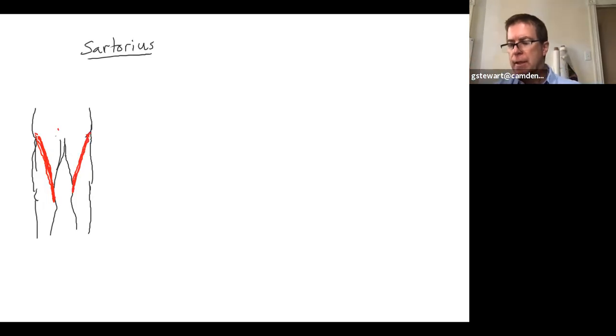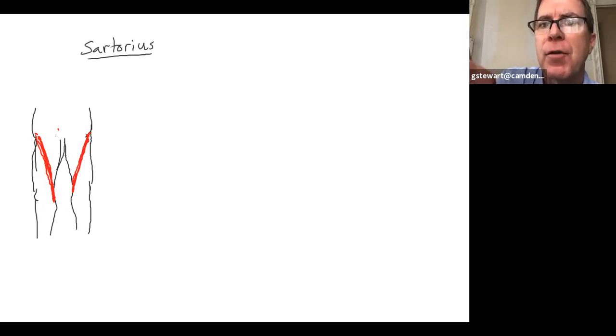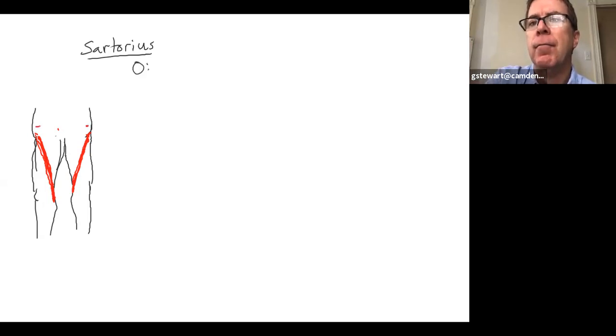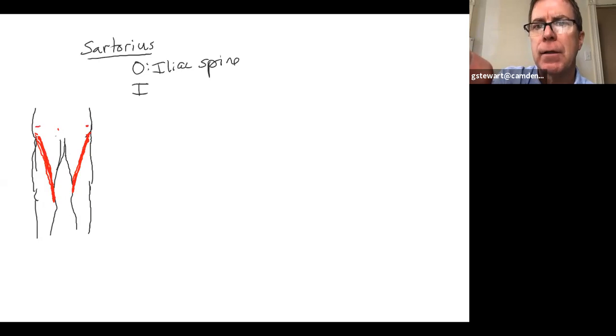Its points of origin, its main one is that iliac spine, just like the rectus femoris, that bump that sticks out right in front of your pelvis up here. Let me go back. So origin. Insertion, so I'm going to follow this down. Insertion is down here on the medial condyle of the tibia.